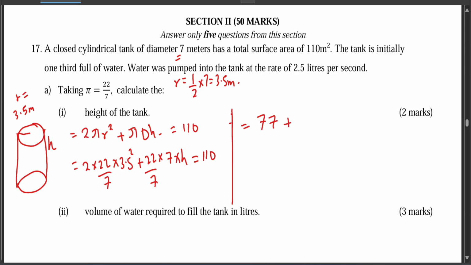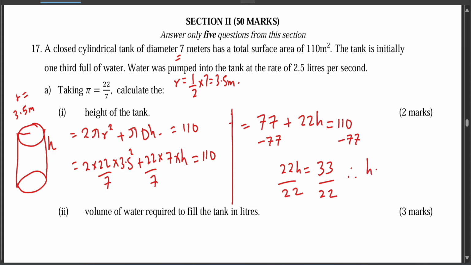For the other one, 22/7 times 7 gives you 22 h equal to 110. So now let's subtract 77. Let's subtract 77. So 22 h will be equal to 33. So if you divide by 22, divide by 22, your height will be equivalent to 1.5 meters. So that is your height.